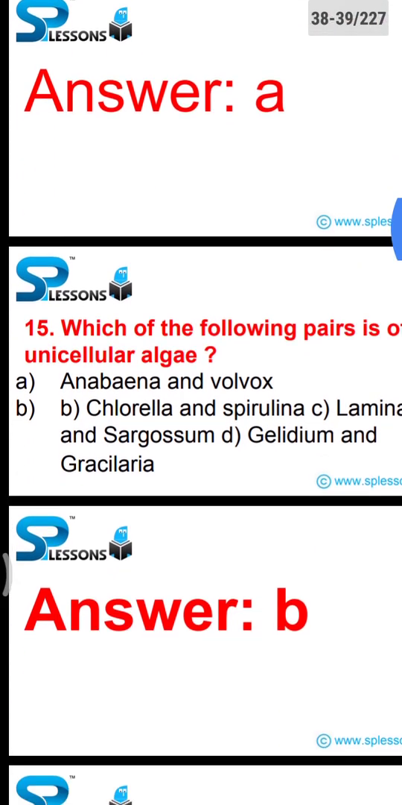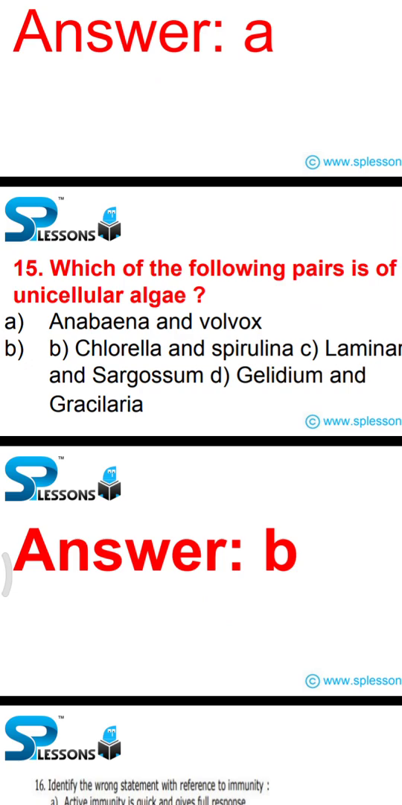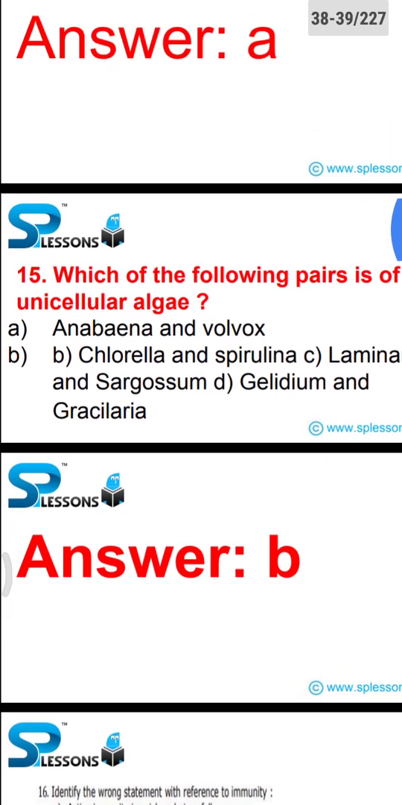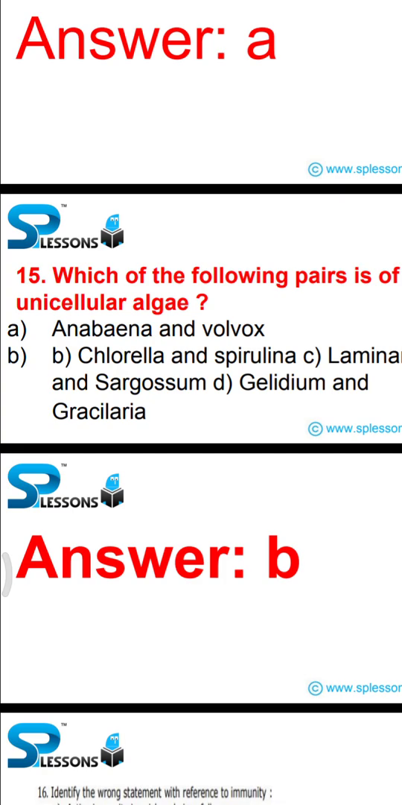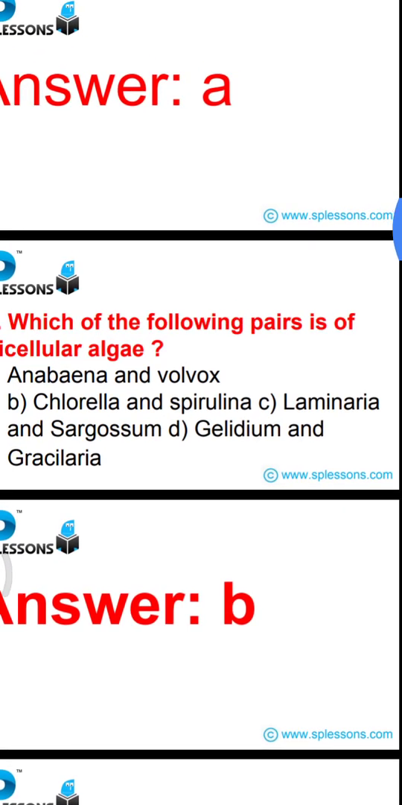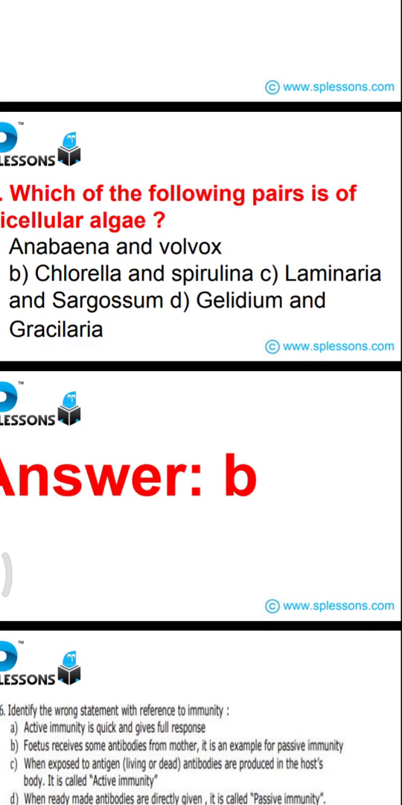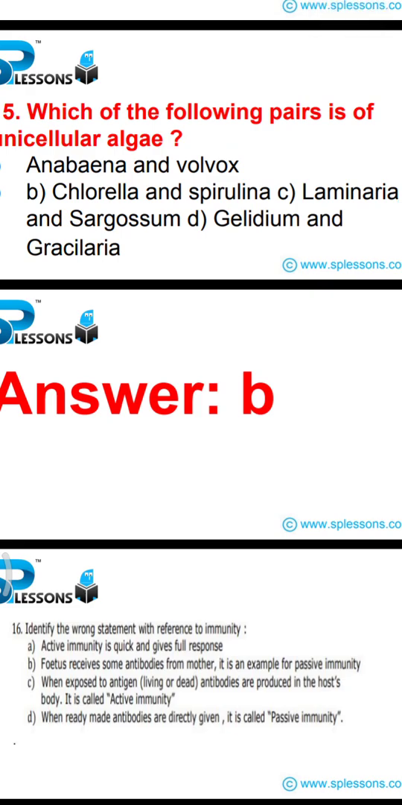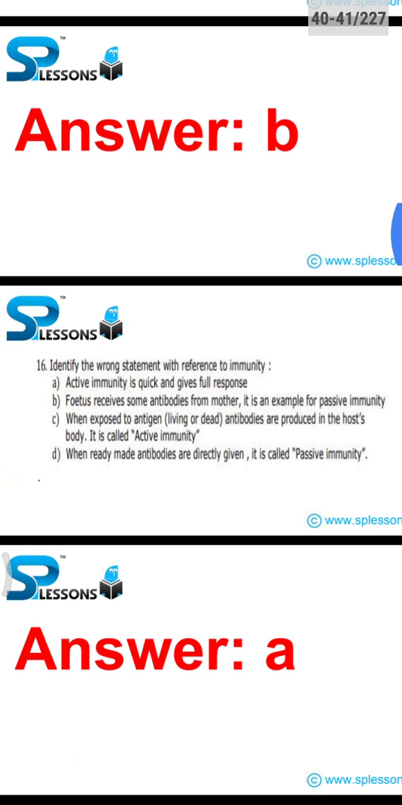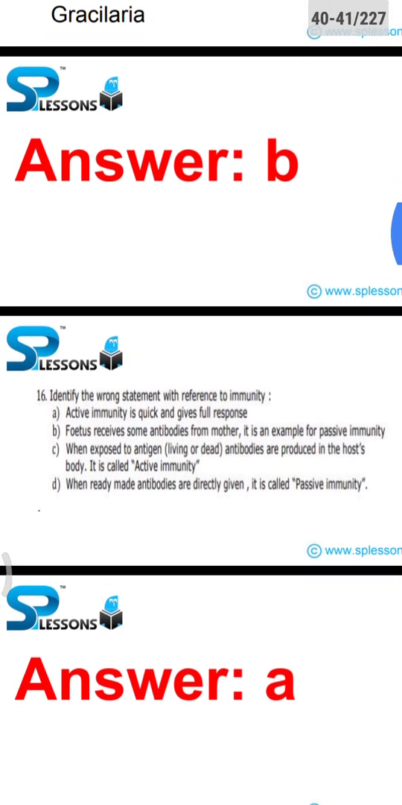15th question, which of the following pairs is of unicellular algae? Option A, Anabaena and Volvox. Option B, Chlorella and Spirulina. Option C, Laminaria and Sargassum. Option D, Gelidium and Gracilaria. And the answer is option B, Chlorella and Spirulina.